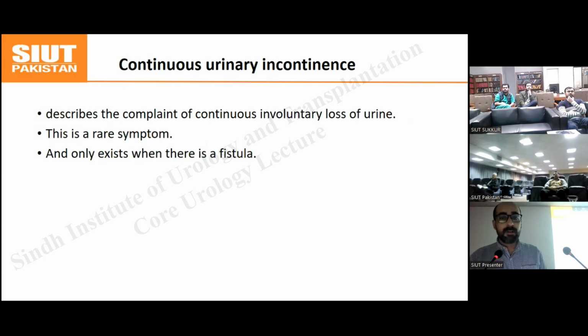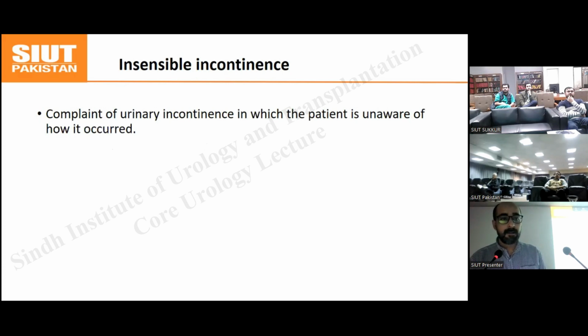Continuous urinary incontinence describes the complaint of continuous loss of urine. It is a rare symptom and only exists when there is a fistula. The complaint of urinary incontinence in which the patient is unaware of how it occurred is insensible incontinence.